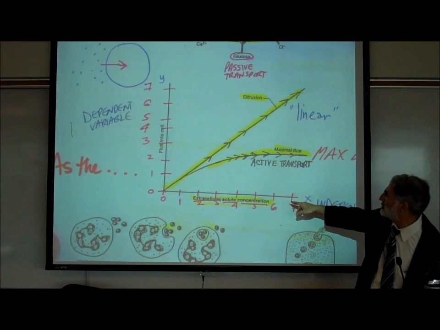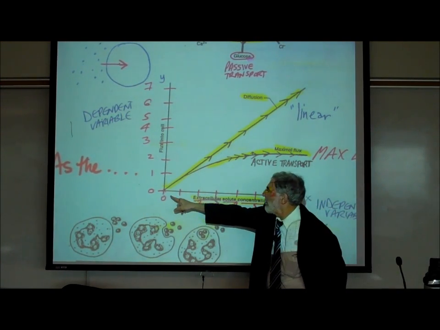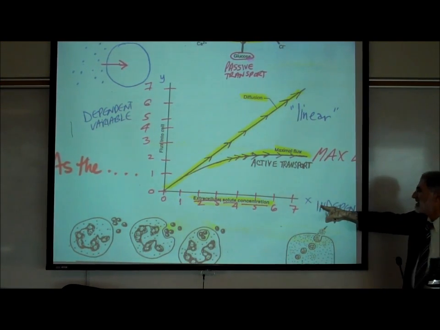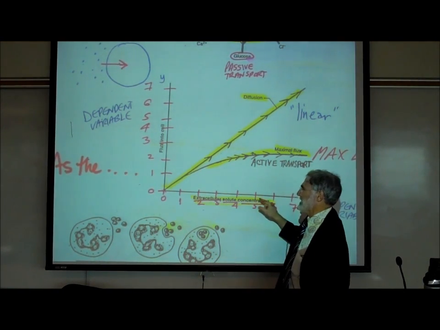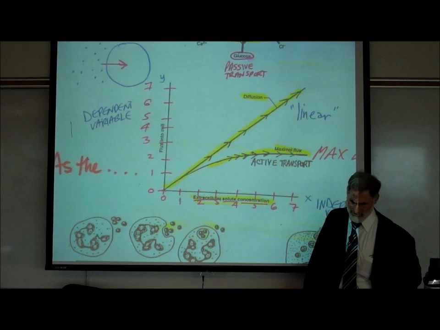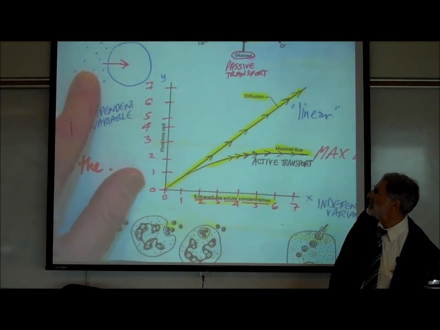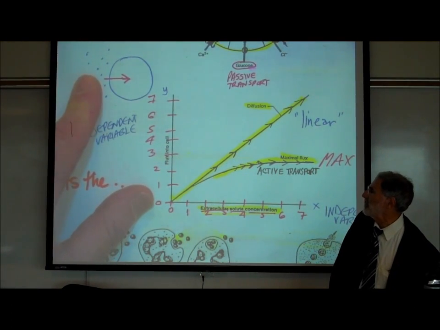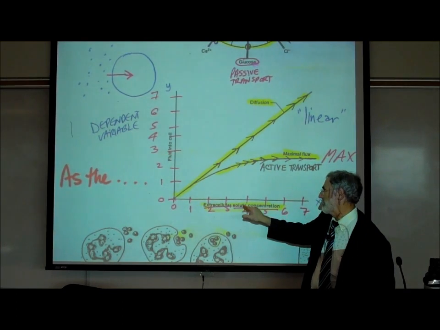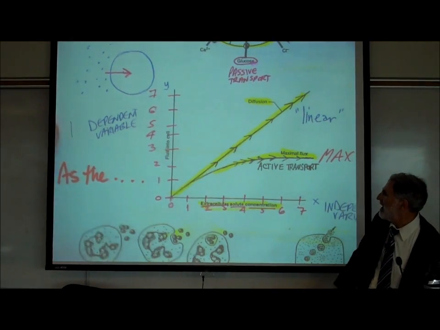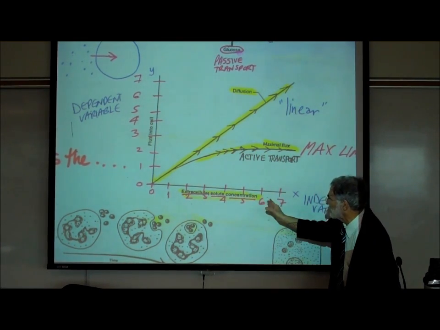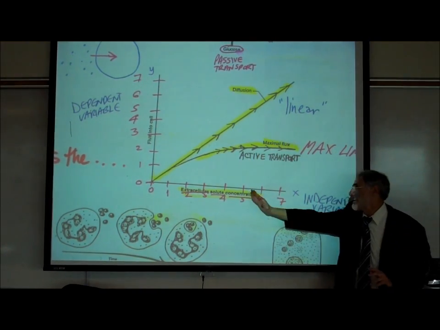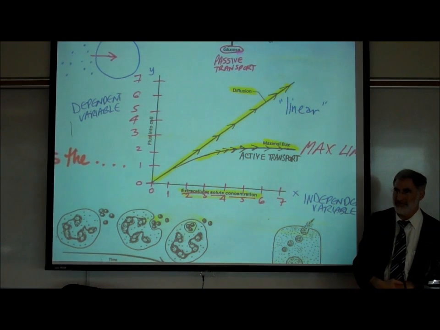Here's what the graph is showing. On the x-axis, it's labeled extracellular solutes concentration. You'd say, yeah, what does that mean? That means the concentration of a chemical, a solute, on the outside of the cell. Extracellular solute concentration. I made up numbers: 0, 1, 2, 3, 4, 5, 6, 7. Just to indicate that the concentration is increasing.